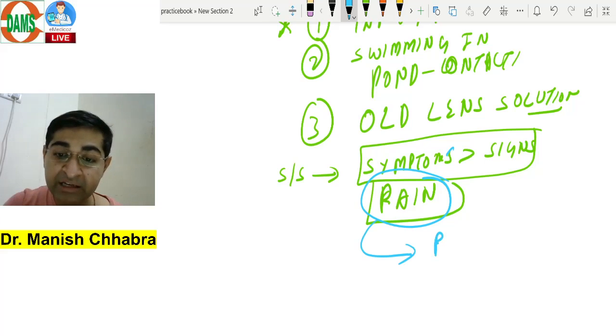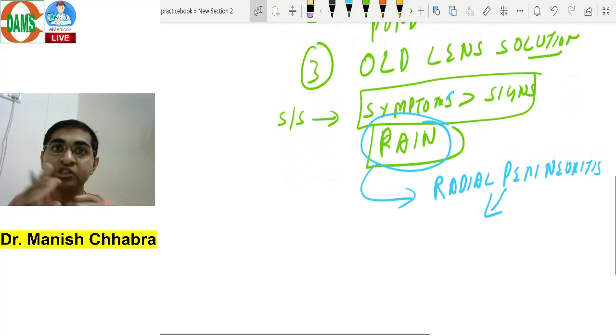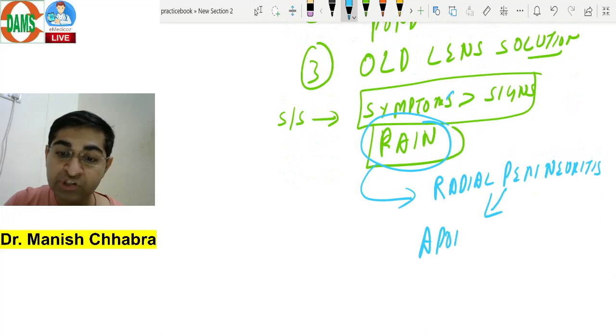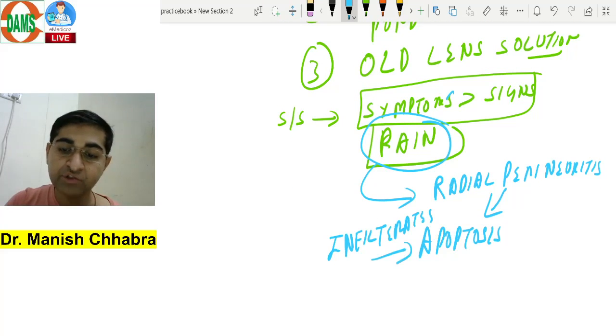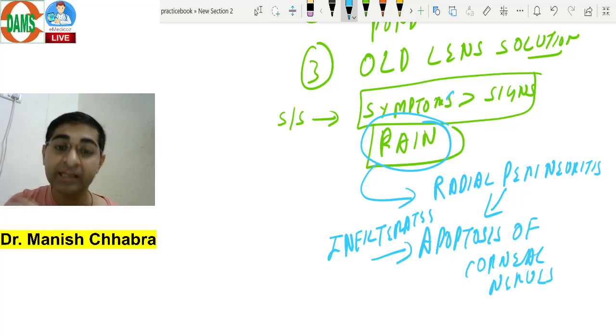That is radial perineuritis. What happens is, there is deposition of infiltrates around the corneal nerves, and these infiltrates lead to apoptosis of the corneal nerves. So that actually induces the pain, right?